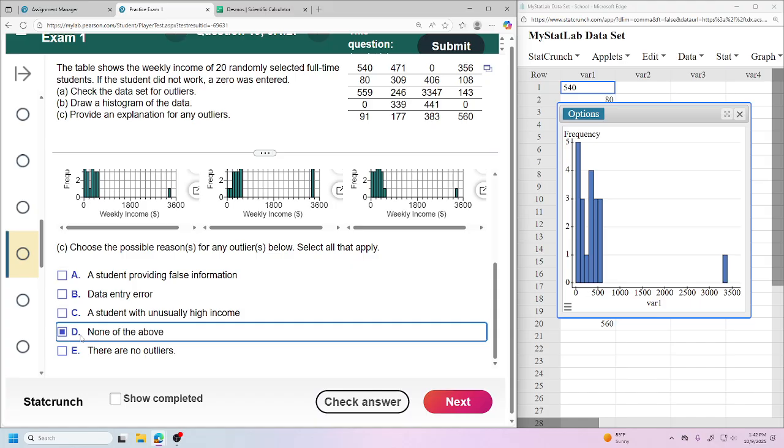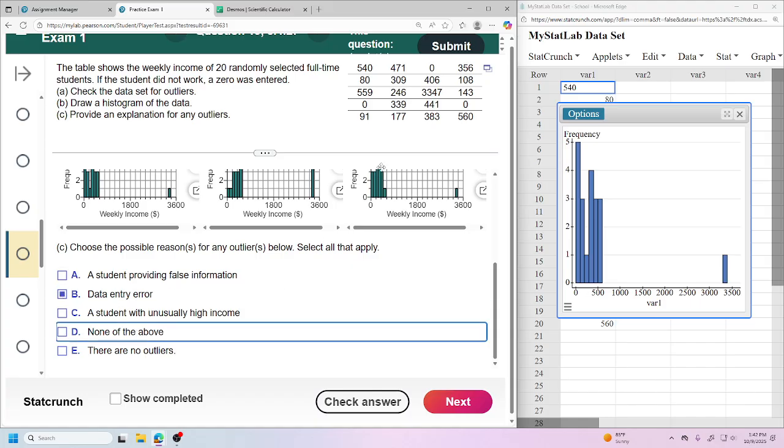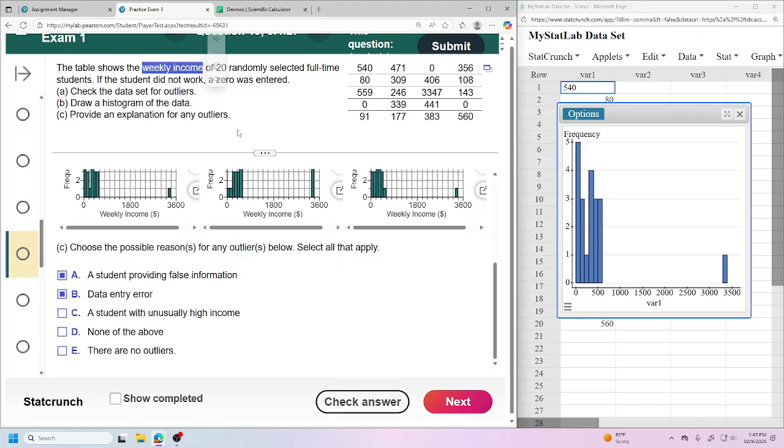D? None of the above? Oh, B. Data entry error. I could see that. Like they typed in a 3 instead of just the 1 3. Yeah, because we got like the 300s for sure. You like A? False information. So what is it? Full-time students. Oh, weekly income. Yeah, I can see them lying about that too. Could someone actually have that much? Maybe they got like a really awesome job. Stocks, yeah, stock market stuff.